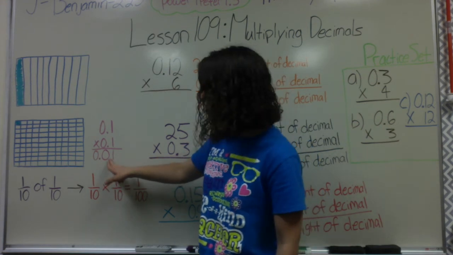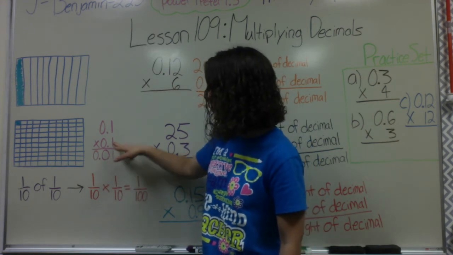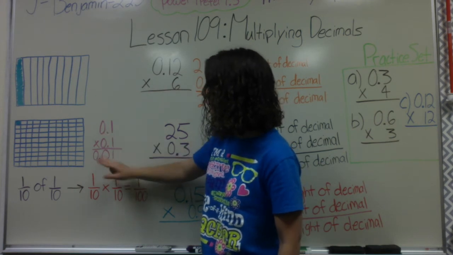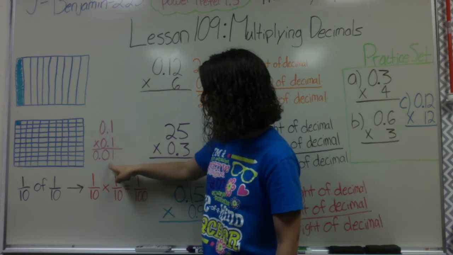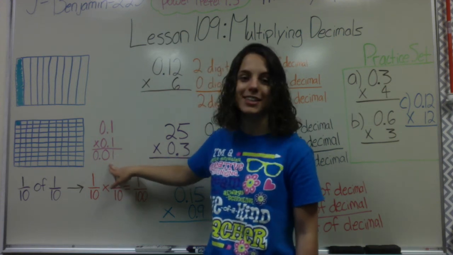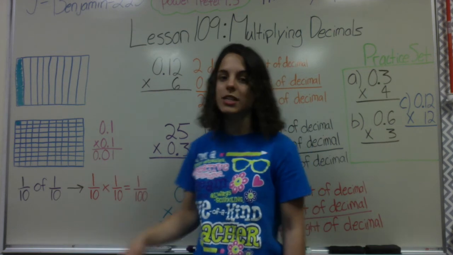Notice that my decimal point doesn't go in my tenths place. I only do 1 times 1 is 1. 1 times 0 is 0. And my decimal point's actually going to go 2 places. I'm going to have 2 decimal places, basically. So 2 decimal places. So this is how we're going to solve it.